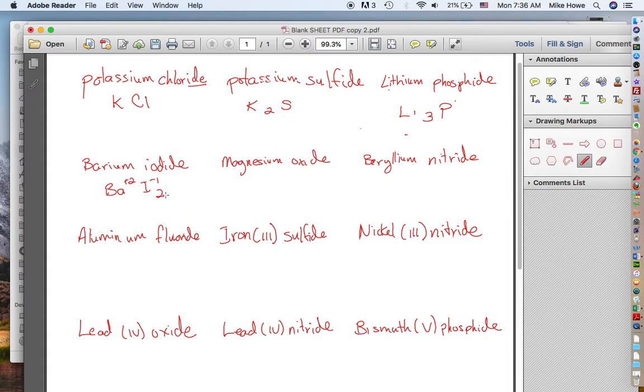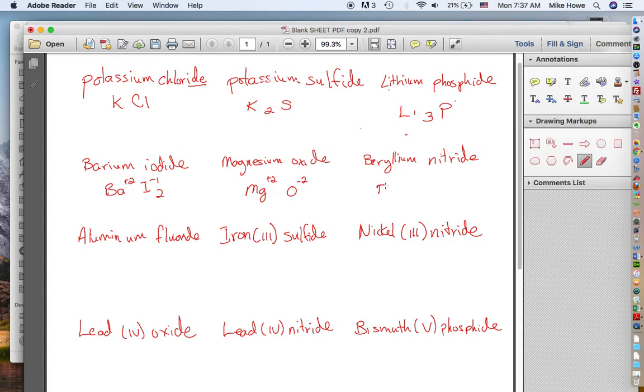If I put 2 I's here, that would match our +2 charge. So 2 negatives matches a +2. Over here we got magnesium oxide. Magnesium is +2. Oxygen is -2. So they're already even. So we're finished with that one.